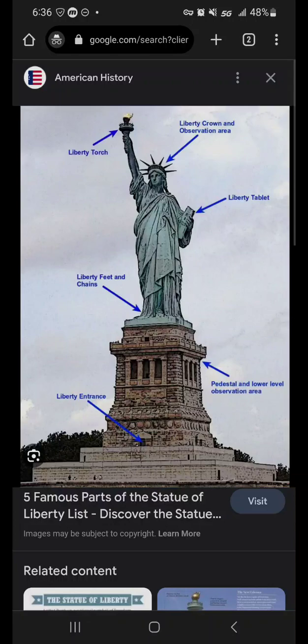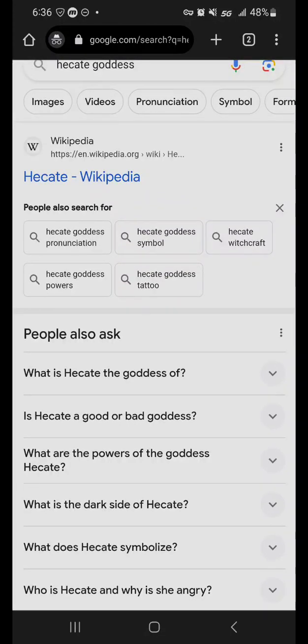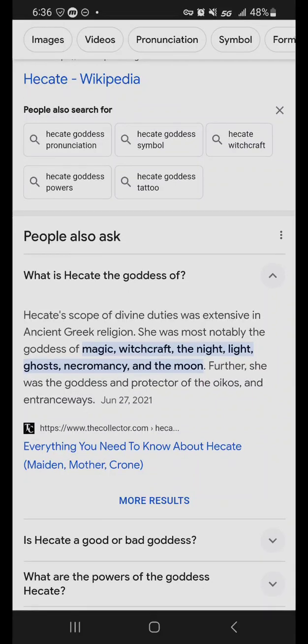It resembles a so-called Greek goddess called Hecate, and Hecate was the goddess of witchcraft, man. What is Hecate goddess of? Hecate's scope of divine duties was extensive in ancient Greek religion. She was most notably a goddess of magic, witchcraft, the night, light, ghosts, necromancy, and the moon. All abominations, man.